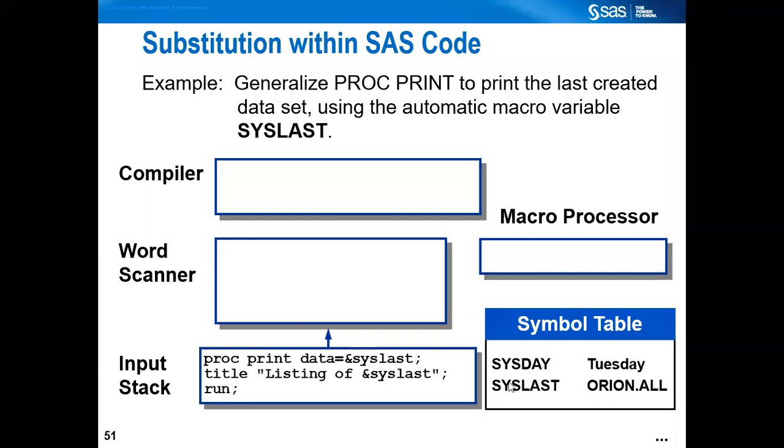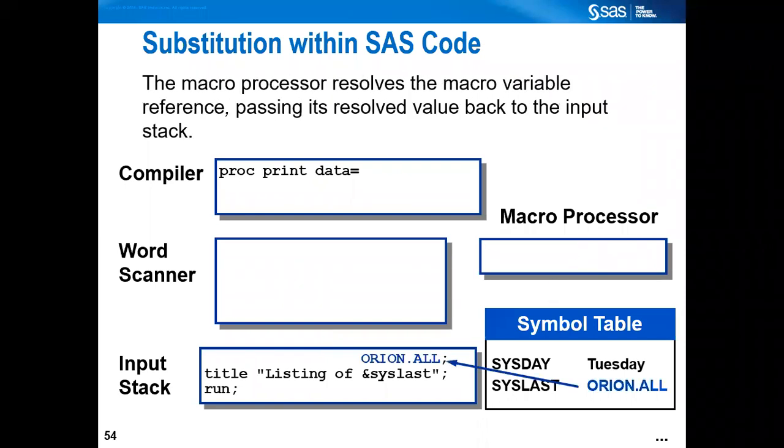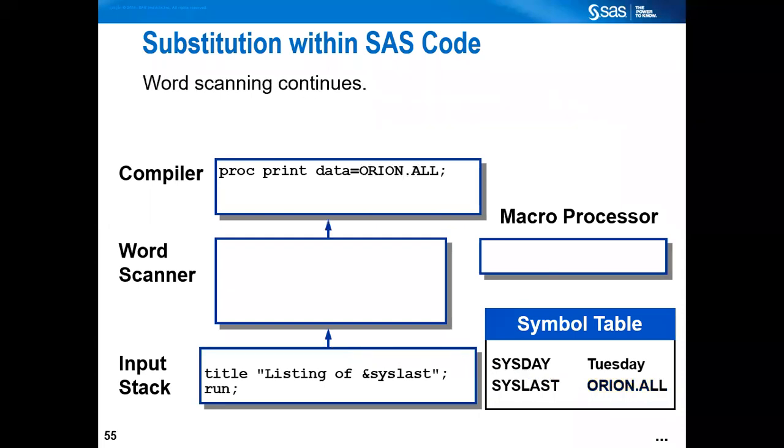So now let's see. From input stack, it goes to word scanner. Word scanner itself tokenizes words. This is all clear. It goes to compiler, but within it, it has a macro reference. This is going to go into macro processor. It will try to resolve this value by looking into your global symbol table. This value is resolved and passed on to input stack. Again, it has to follow this process. Hence, the resulting value has to be written to input stack. Okay. So from input stack, it will go to word scanner and then to compiler for compilation.